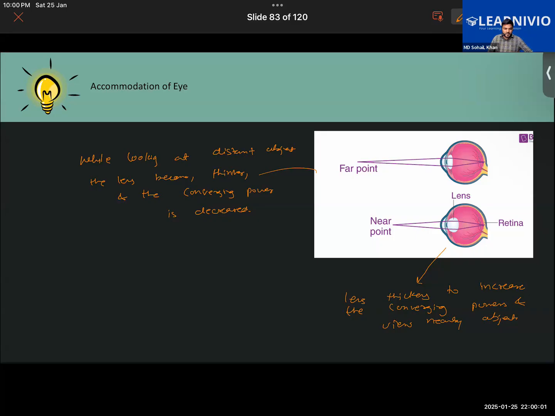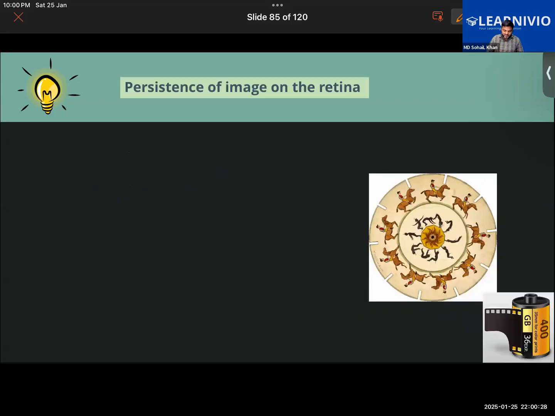Got it now? Now, what happens as people become old? The lens of the eye can become thicker and less elastic. It will lose its elasticity, and then it can become difficult for persons to look at objects that are kept nearby. That condition we have discussed is known as presbyopia. We'll be learning about that in a while.